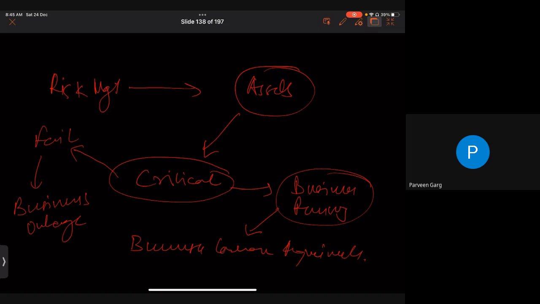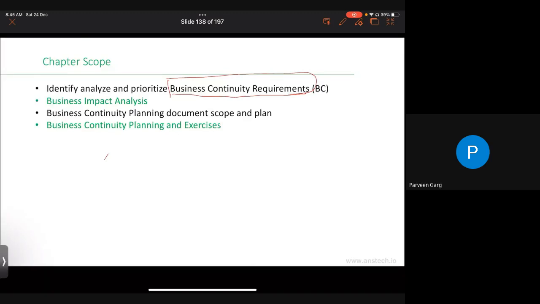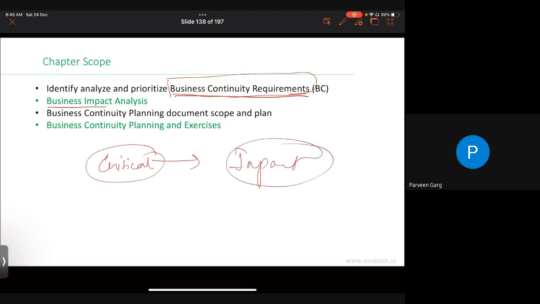So for those who have just joined, I saw a few people joining now. Risk management was to carry out and understand the risks to an asset. However, business continuity is to identify those critical assets, failure of which will lead to a business outage. If you're able to identify them, then that is basically doing what is called the business continuity requirements. So first is to analyze the business continuity requirements. Then, for these critical assets, you want to analyze what would be the impact if they fail. That is carried out in the business impact analysis.